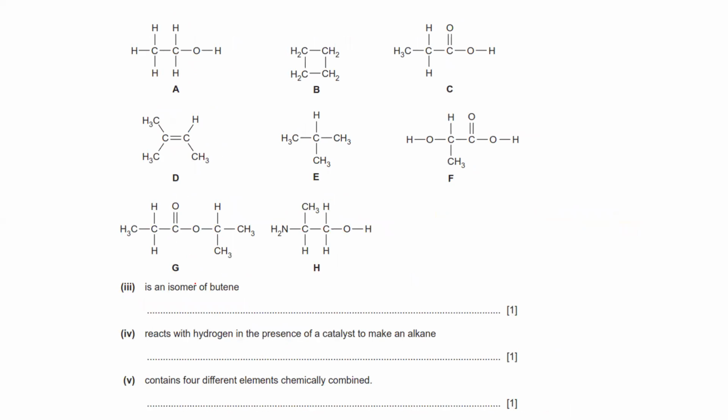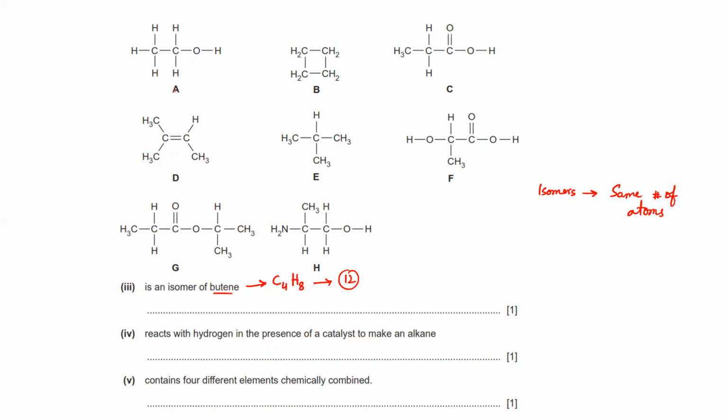Next part, state which compound is an isomer of butene. So remember, isomers are compounds having the same number of atoms, same molecular formula. So butene will have C4H8. The formula for butene is this. So the compound will have only carbon and hydrogen, and it will have a total of 12 atoms. Okay, so let's see which compound.